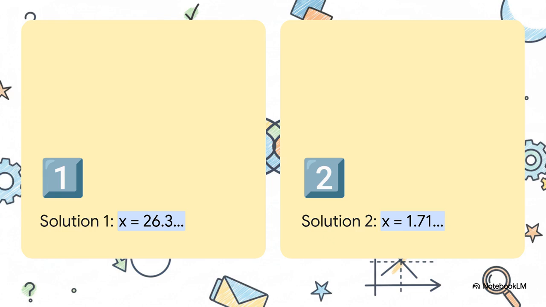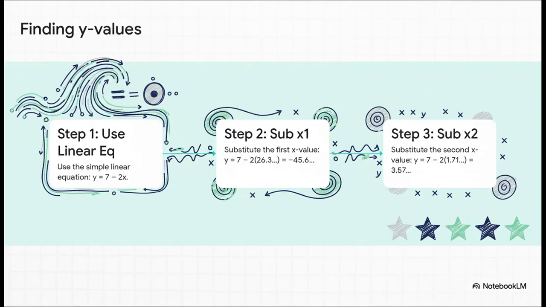So we plug the numbers into the formula, push the buttons on our calculator, and out pop our two solutions for x. The mark scheme gives the answers as approximately 26.3 and 1.71. Now remember, these are the two x coordinates where our line and curve are crossing. We're halfway there. But wait, we're not done.